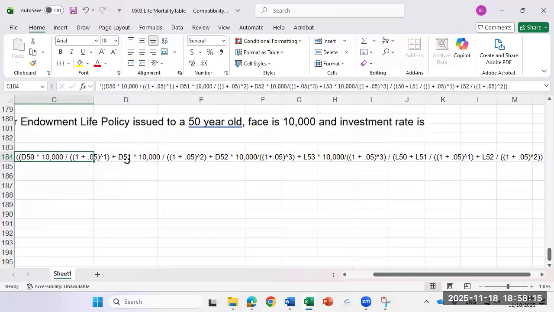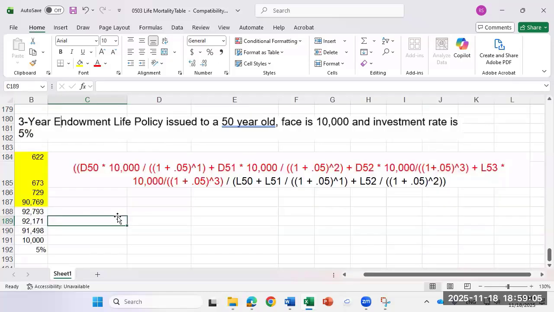Long formula. Numerator, numerator and denominator. Hopefully I don't have any typos in there. If you see any, let me know, but you're close.